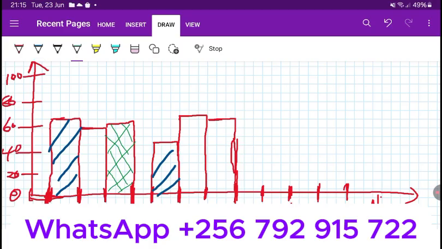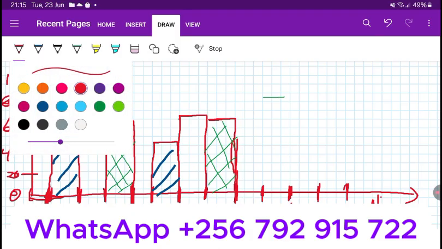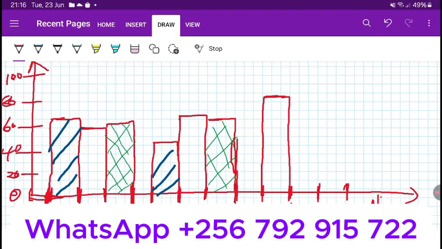Skip the middle one, then we shade the last one. We do the last one. The first one is 85, because let's assume that our 85 is around there. We try to be as neat as possible. The second one is 80. Then the third one is 73. So assume the 73 is around there.